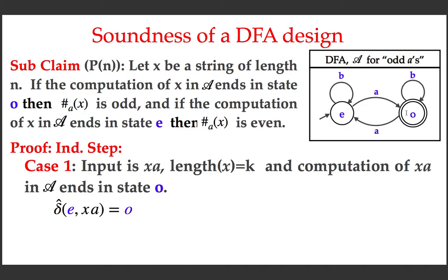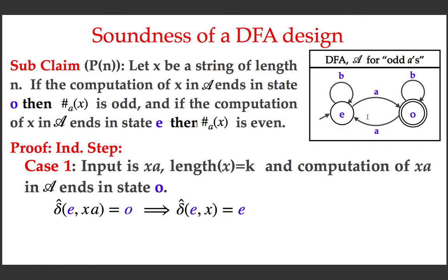Processing of xa ending in O means the last A was coming from here, reading from here. You were in this state to read the last A, and that is why when you finish reading xa, you are in O. It means when you finished reading x, you were in E, and that is what is given.